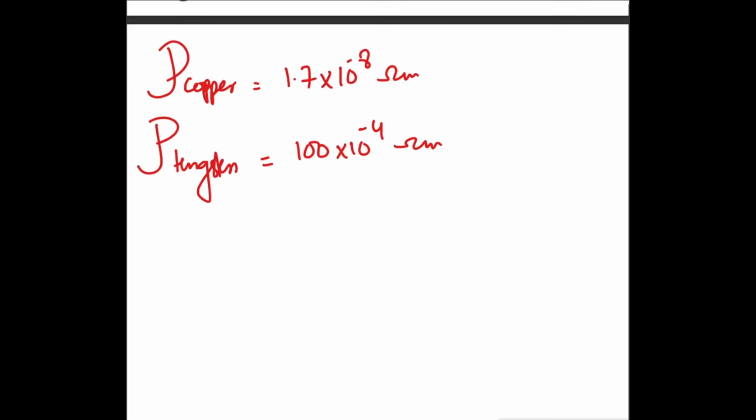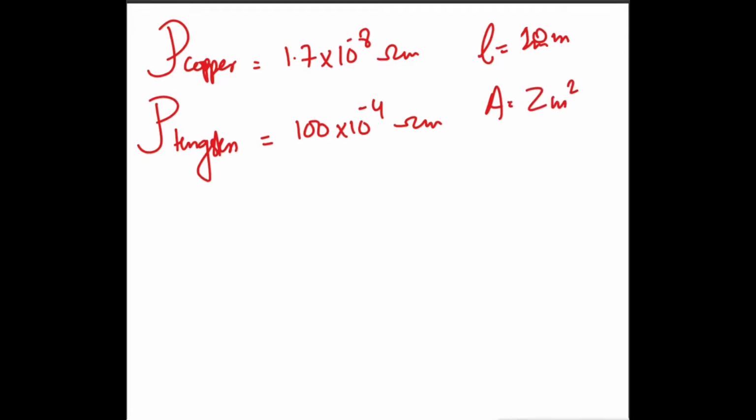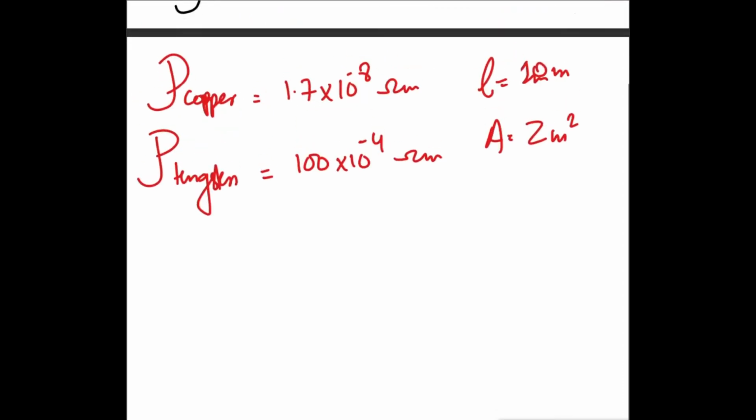So if I were to find out the resistance of conductors made out of these two elements, even with the same dimensions, let's say the length of both conductors is 10 meters, and the cross-sectional area for both conductors is 2 meters square. If I were to find out the resistance for both, as R is equal to rho L over A, the length is the same, the cross-sectional area is the same, the only difference between them is the value of rho.